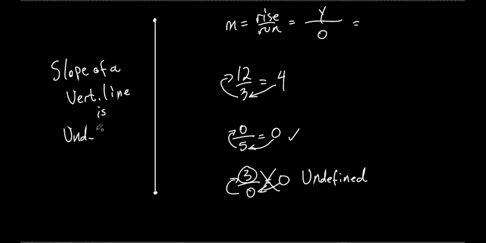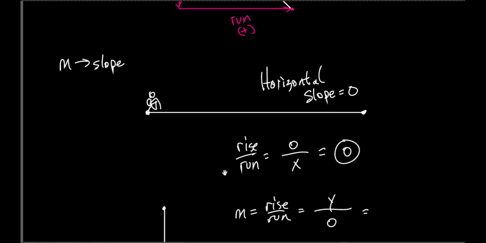Would it be wrong to say 0? It is wrong to say 0. Because what kind of a line has a 0 slope? No? What kind of line? Yeah, it's a horizontal line. It's right there in your notes, isn't it? Right? So a horizontal line has a slope of 0.